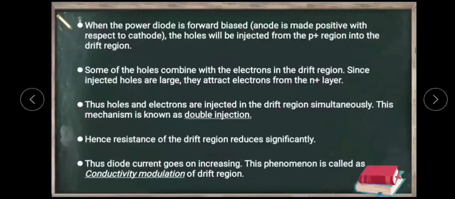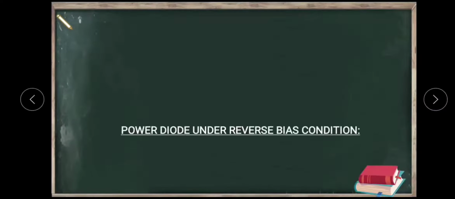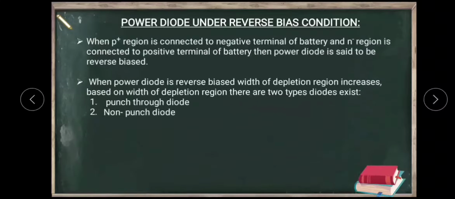Now we'll move to the second biasing condition, which we call the reverse bias condition. So what is this reverse bias condition? As we studied, forward bias is nothing but P plus connected to the positive terminal of the battery and N plus connected to the negative terminal. In the reverse bias condition, P plus is connected to the negative terminal of the battery, and N minus is connected to the positive terminal of the battery. Then the power diode is said to be reverse biased.